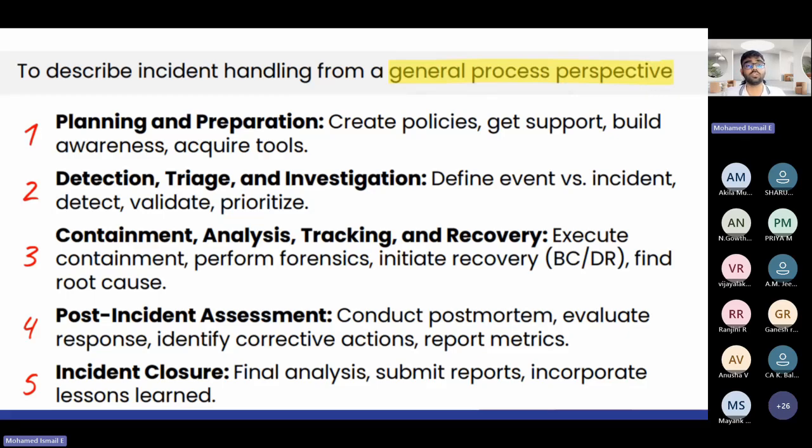Then incident closure. Finally we need to close the incident by preparing a report and preparing the root cause analysis clearly, and sending it to the respective stakeholders. That's how one incident gets closed. So these are the things that happen if an incident happens to the company.